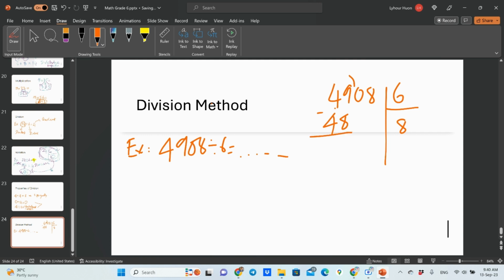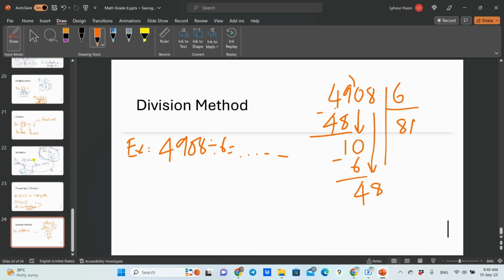And then we subtract them. 49 minus 48 is 1. Then we drop down the 0. How many times does 6 go into 10? One. 1 times 6 is 6. So this is 4. And we drop down the other 8.